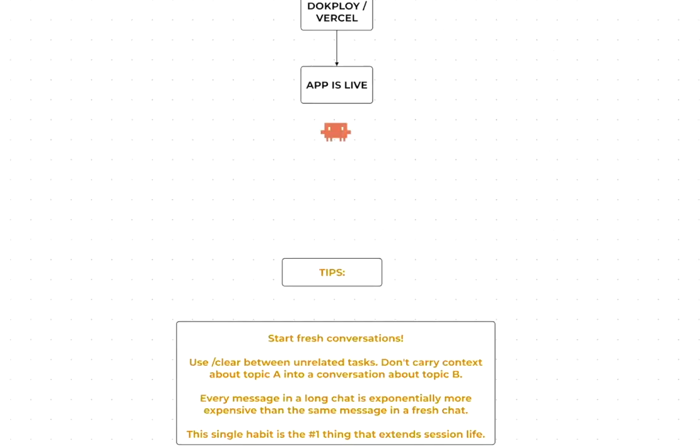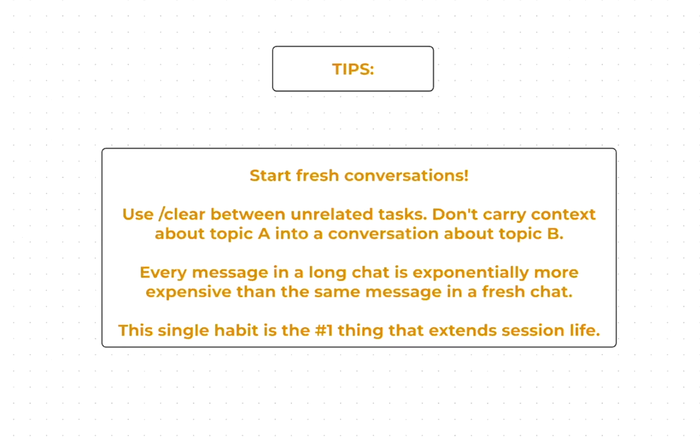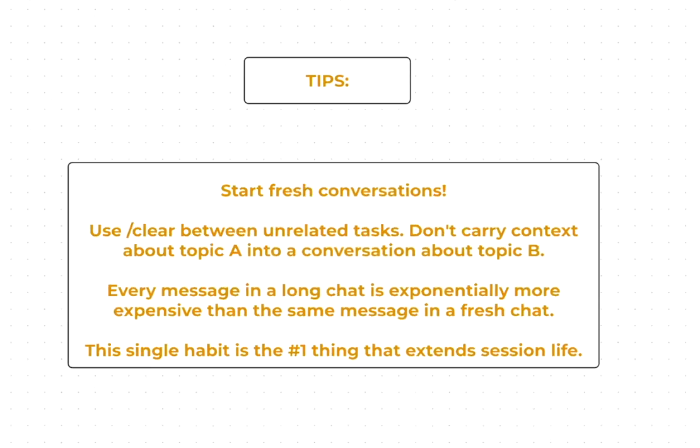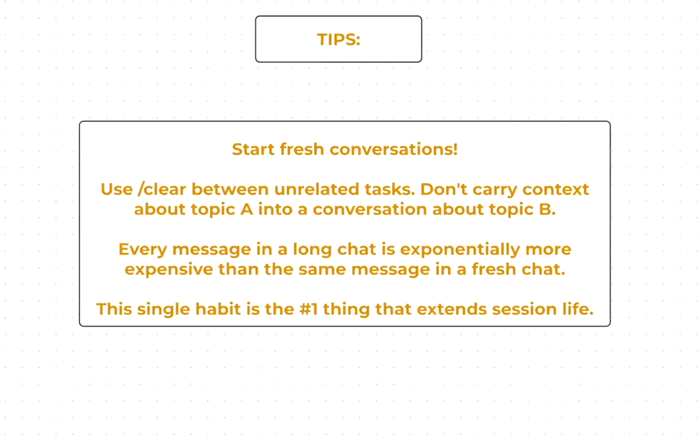So here I have prepared some tips for you. Always start fresh conversations. This is the command /clear. Use this command between unrelated tasks. Don't carry context about topic A into a conversation about topic B. Every message in a long chat is more expensive than the same message in a fresh chat. So this will optimize your tokens.